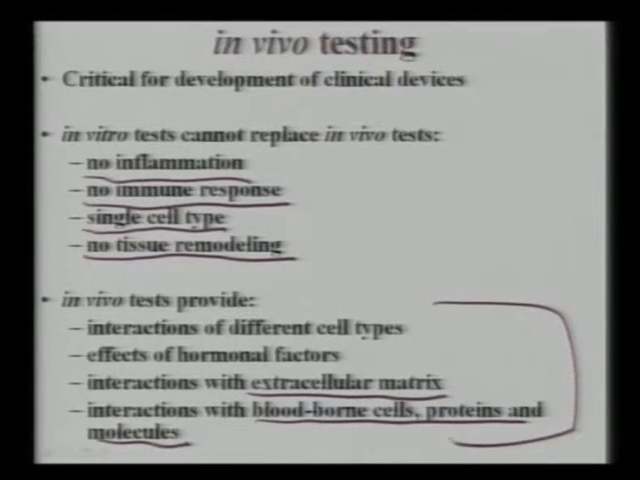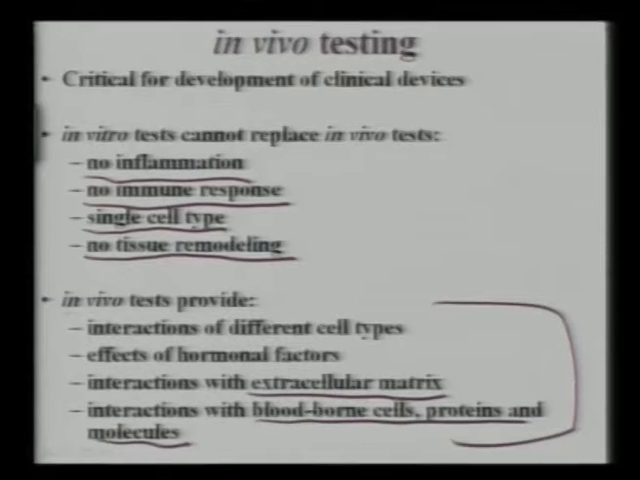So in summary, I must mention here that whenever you do an in vitro test, you cannot definitely say on the basis of it that this material will be extremely suitable for in vivo applications. Your in vitro test can be very positive, but that does not ensure that your in vivo test will also be positive, because in the in vivo test there are additional parameters involved, which will significantly influence the biological performance or biological properties of any biomaterial.